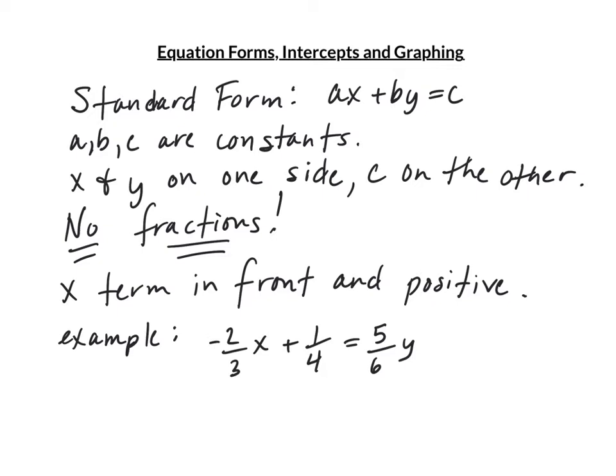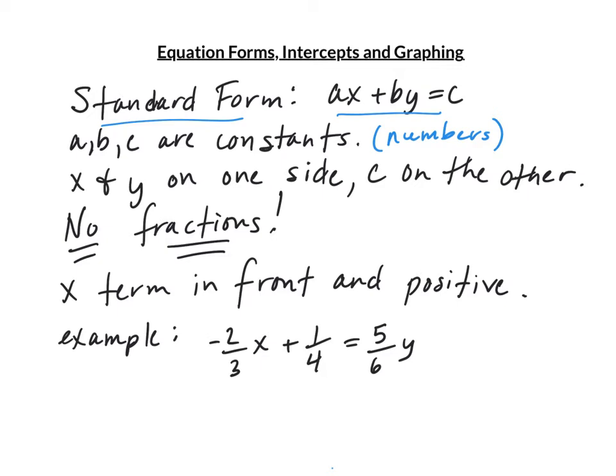So the first thing we're going to talk about is standard form. Standard form is Ax plus By equals C. A, B, and C are constants. That is, they are numbers. X and Y are on one side, and your C is on the other. There are no fractions, none at all. You always get rid of the fractions when you put it in standard form. And normally the x term is in front and positive.